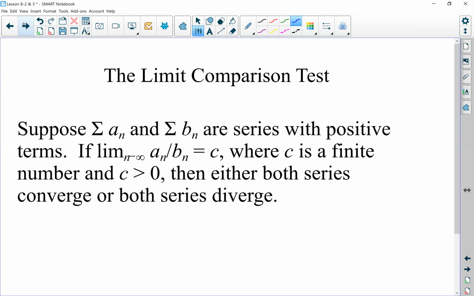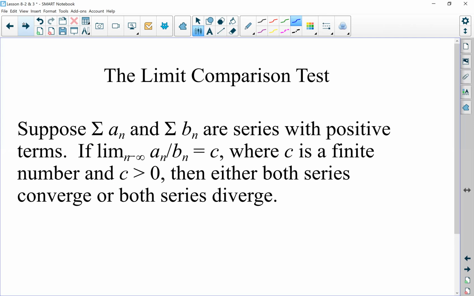We'll also talk quickly about the limit comparison test. Suppose that a sub n and b sub n are series with positive terms. And if we have the limit as n approaches infinity of a sub n divided by b sub n equals c, where c is a finite number and c is greater than 0, so it's going to equal a value that has to be greater than 0, then either both series converge or both series diverge.